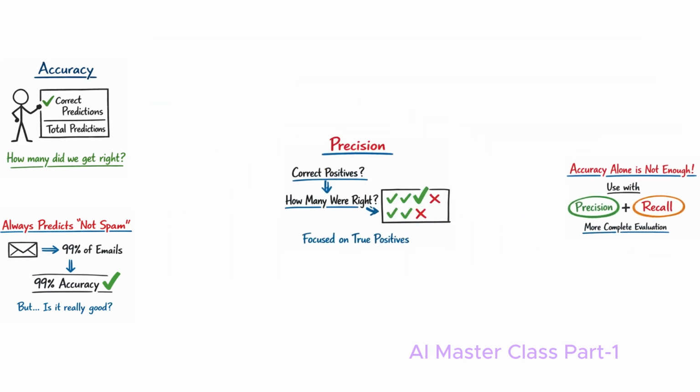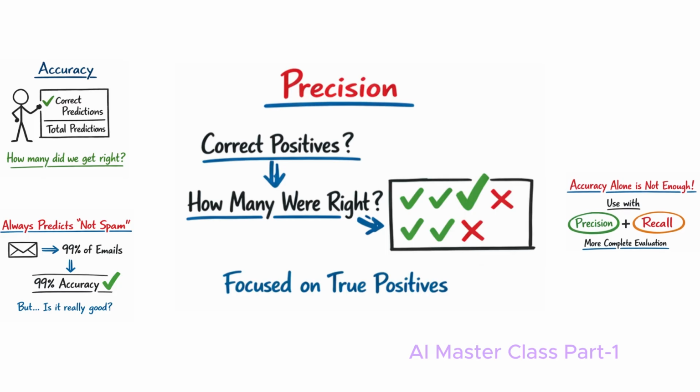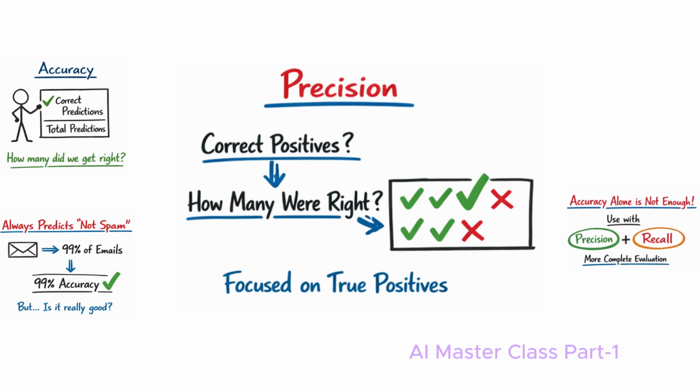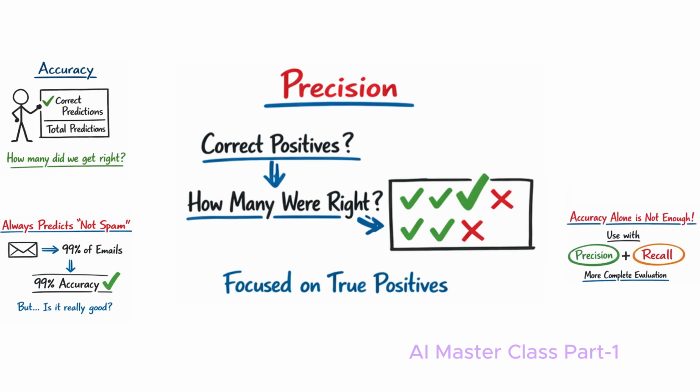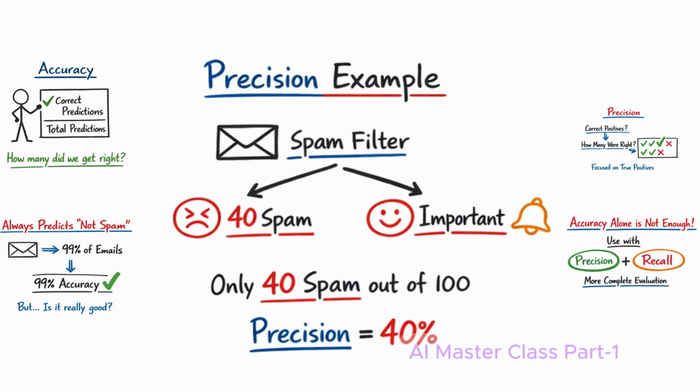Now, precision tells us, out of everything the model predicted as positive, how many were actually correct. Imagine your spam filter flags 100 emails as spam, and out of those 100, only 40 are actually spam. The other 60 were normal, important emails that got wrongly flagged. That means the precision of your model is 40%. Even though the model is catching spam, it is also ruining your inbox by trashing the important emails as well.